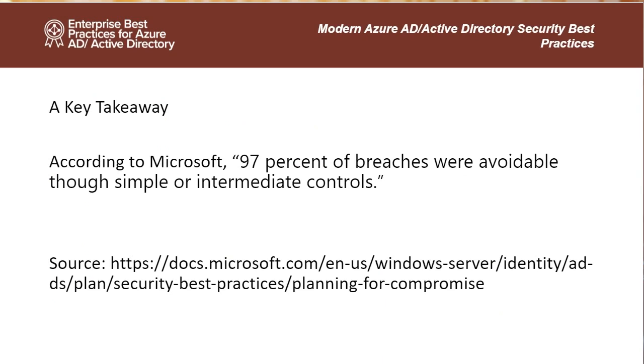Now, as I was putting this presentation together, I was looking at several different statistics, and I found one from Microsoft, and you can see the source at the bottom of the slide. And this particular statistic said that, according to Microsoft, 97% of breaches were avoidable through simple or intermediate controls. 97%. Now, this report was a couple years old, but I'm assuming that the basic premise of this is still valid. You know, maybe the numbers changed by a percentage point or two in one direction or the other. But the point remains that a huge percentage of security problems can be avoided just by using the controls that are already at your disposal.